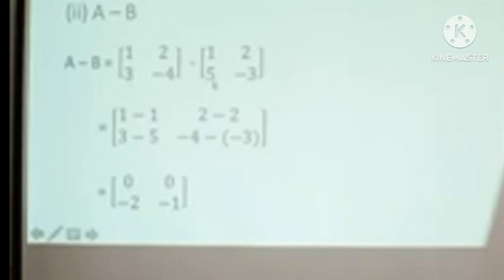3 in metric A minus 5 in metric B. Then minus 4 in metric A minus 3. Students should take notes. The first minus there is for the subtraction of A and B, while the second minus there is for the element. So therefore, when you say 1 minus 1, you have 0. 2 minus 2 is 0. 3 minus 5 is minus 2. Then minus 4 minus minus 3. Minus 3 will now change to positive sign. Therefore, you have minus 4 plus 3, which is the same as minus 1.